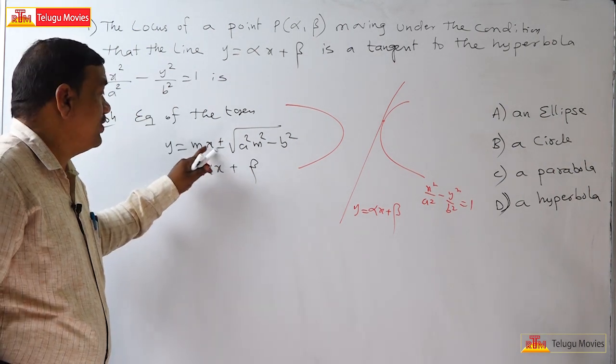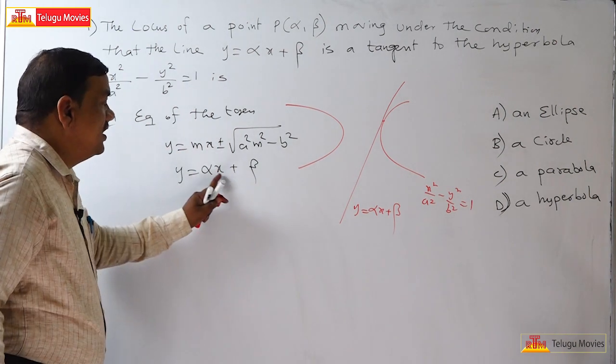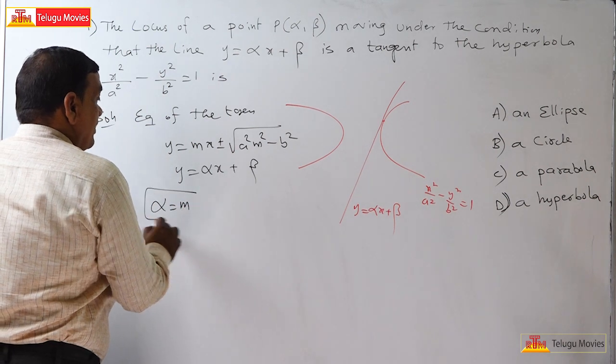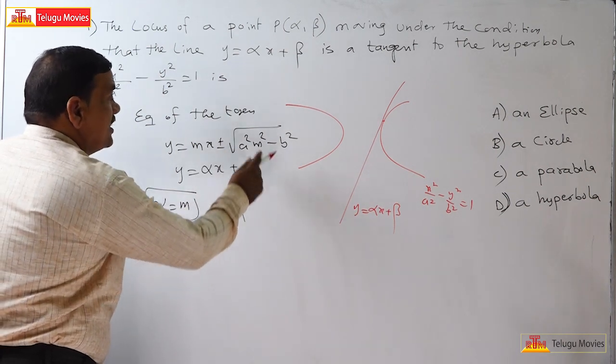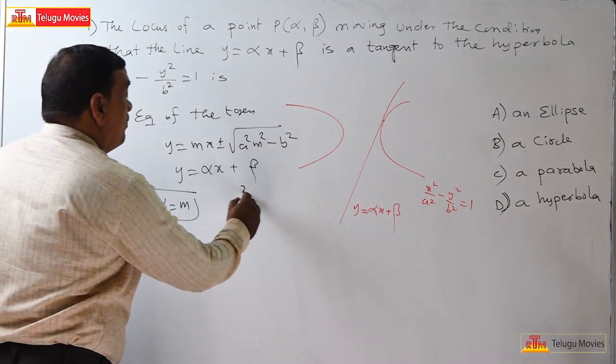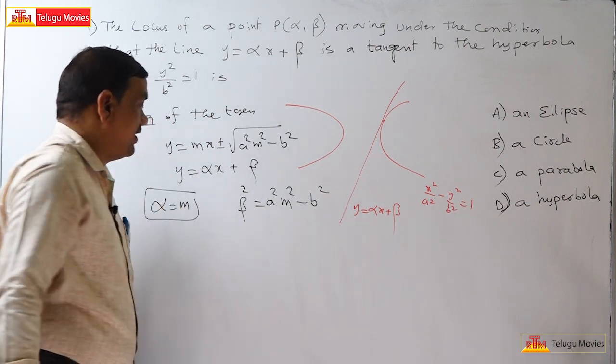Okay, now let us compare. The x coefficient is m here, and the x coefficient there is alpha. Yes, alpha is equal to m. So, here beta is equal to root of a square m square minus b square. Therefore, beta square is equal to a square m square minus b square.